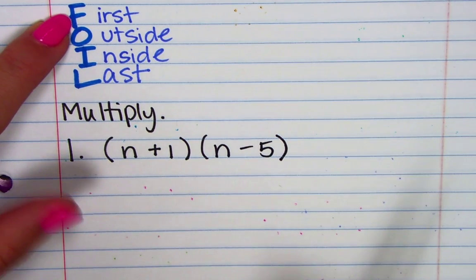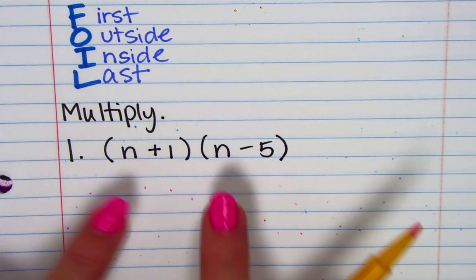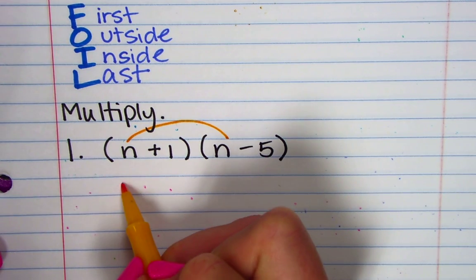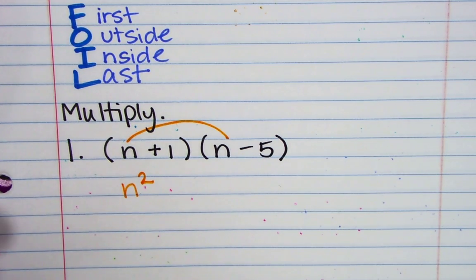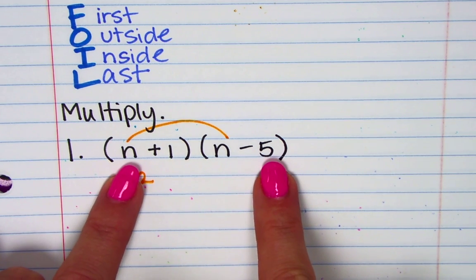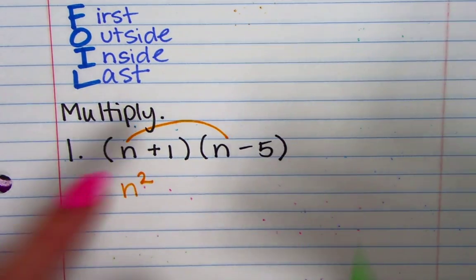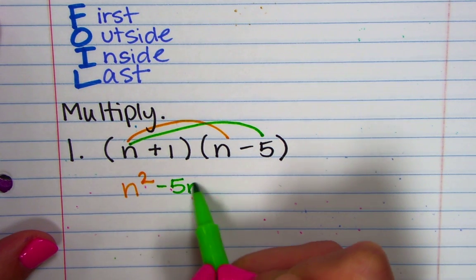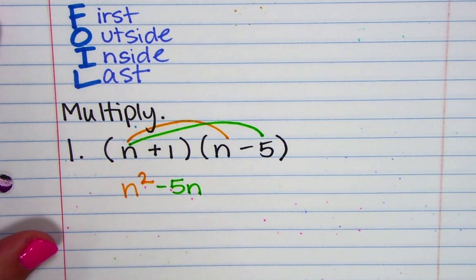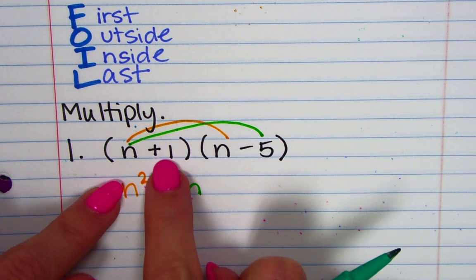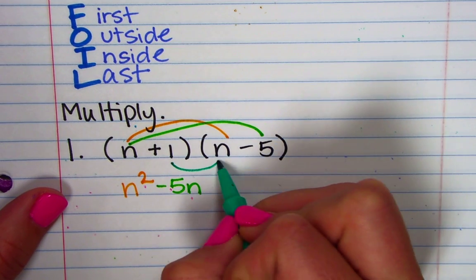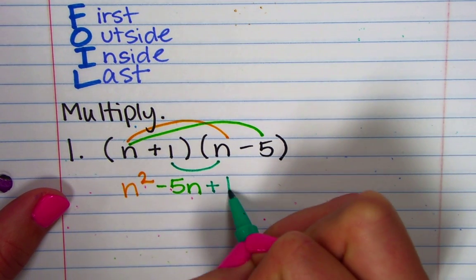By first, I mean the first term in each binomial. So the first ones would be the n's. n times n is what? N squared. Good. Then outside is the numbers on the outside. That would be n times negative 5. What's negative 5 times n? Negative 5n. Then inside is the 2 inside numbers. So 1 times n, plus 1n.